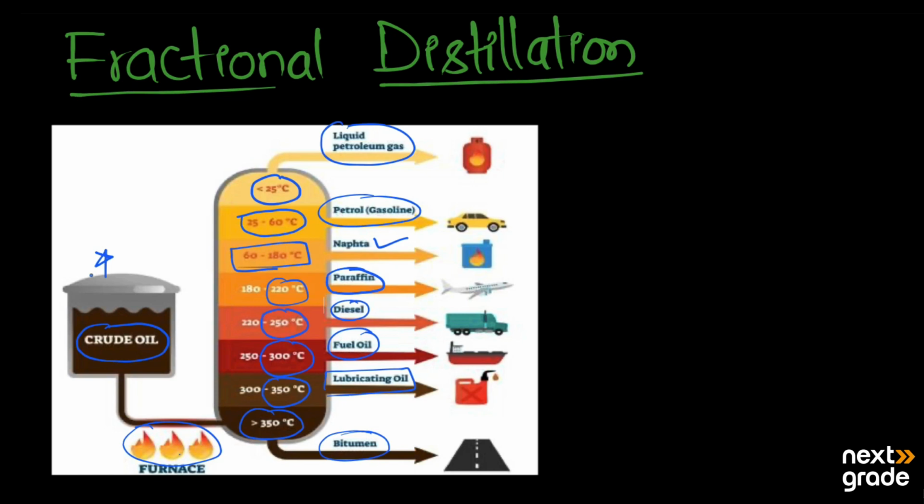So in this way, we gain all these fractions one by one, and the temperature at the end is 400 degrees Celsius. In this way, we have the residual oil, which cannot be further used or further distilled by the use of high temperature. So this is a simple overview of the fractional distillation.